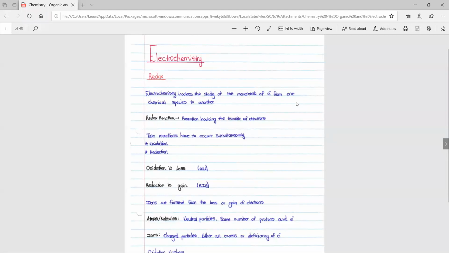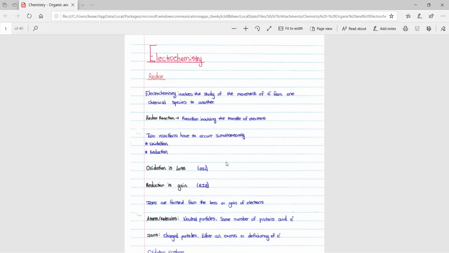There are two simultaneous reactions that occur in a redox reaction. The first is the oxidation reaction, and the second is the reduction reaction. These reactions need to occur simultaneously in order for the redox reaction to take place. Since we are dealing with a redox reaction and knowing that it's the transfer of electrons, we need to know which reaction, either oxidation or reduction, is the gain or loss of electrons.